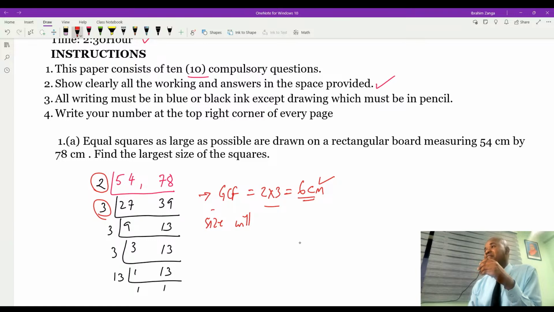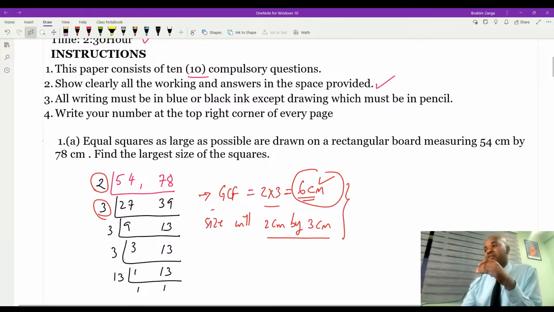So eventually we'll be having actually 2 by 3 centimeters. So the size will be 2 centimeter by 3 centimeter. Yes, students. An approach avoiding confusion is this: we are going to have squares actually whose size will be 6 centimeters, because now this is going to be our common multiple, the largest common multiple.